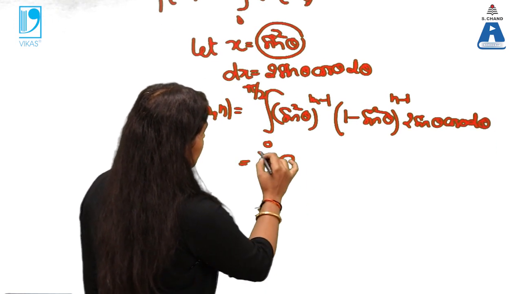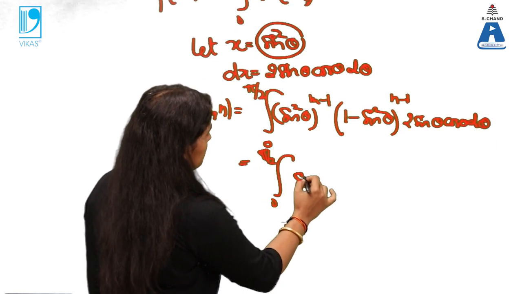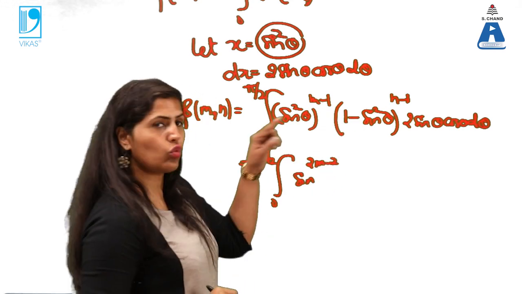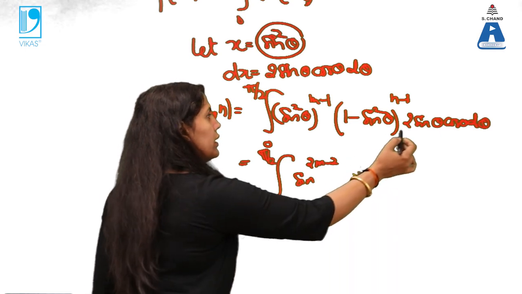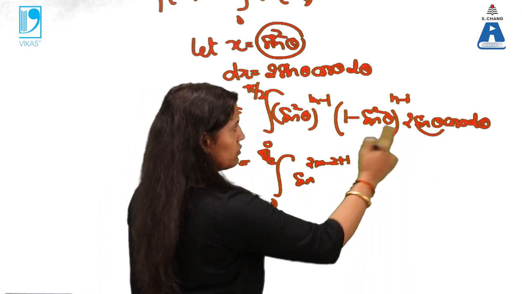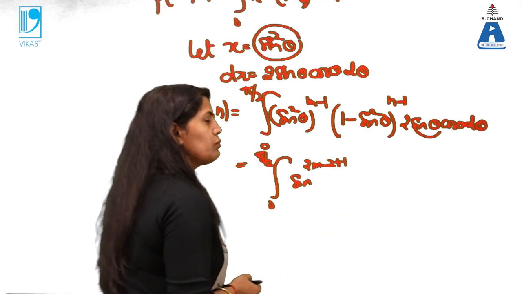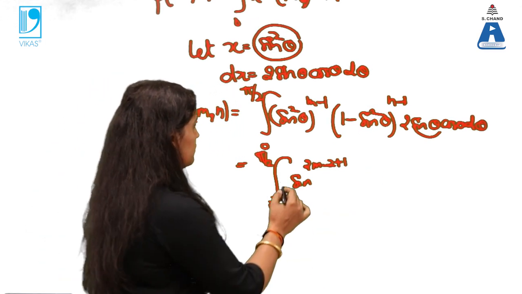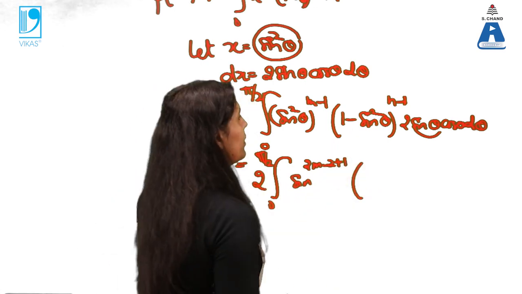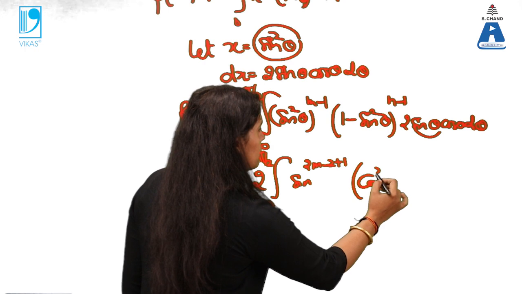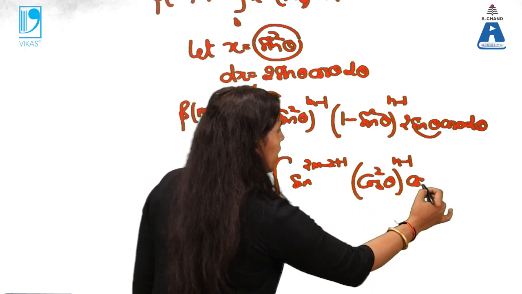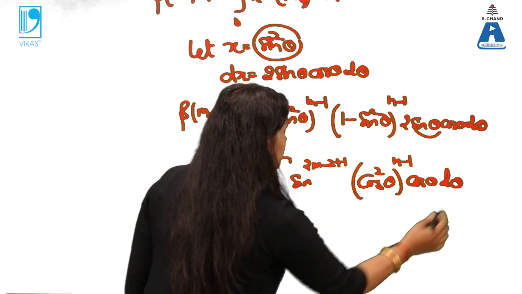So this is 0 to pi by 2, sine to the power 2m minus 2, because we have a square, so 2m minus 2. There is one more sine theta also, so I am just adding plus 1, because if the base is the same, we can add the powers. And keep this 2 outside. Now, 1 minus sine square theta is cos square theta, so cos to the power 2n minus 2, and one cos theta we have, and d theta.